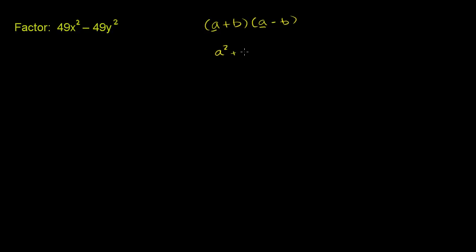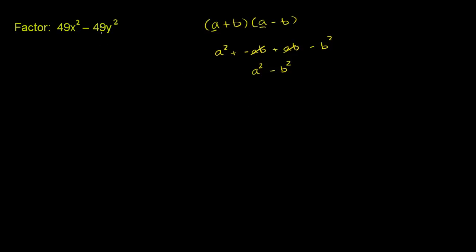plus a times negative b, which is negative ab. That's a times negative b, plus b times a, which is the same thing as ab. And then you have b times negative b, which is negative b squared. So when you do that, you have a negative ab and a positive ab. They cancel out. And you're just going to be left with a squared minus b squared.